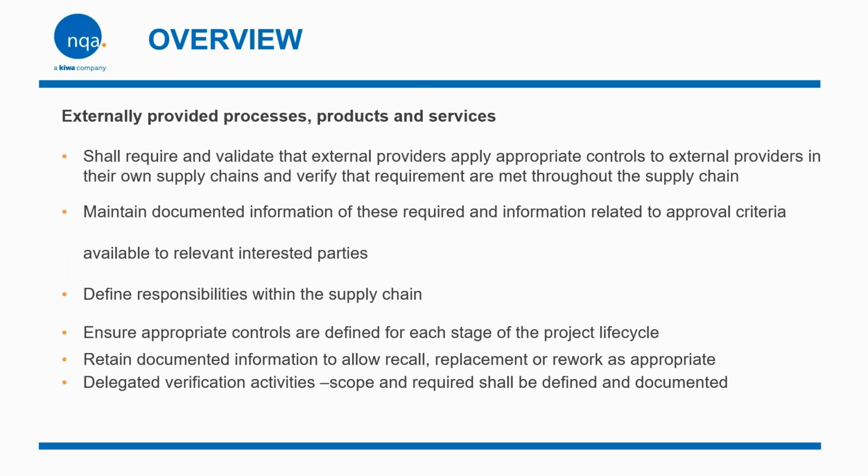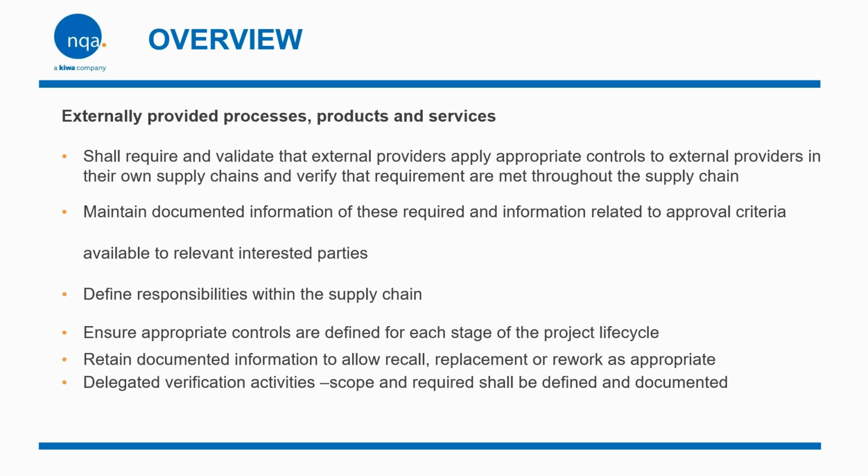External controls through the supply chain. This helps prevent issues caused by weak links or non-conformance deeper into the supply chain. This is where you need to evaluate your provider to make sure they're not subcontracting out to subcontractors. You need to maintain documented information of approval criteria.